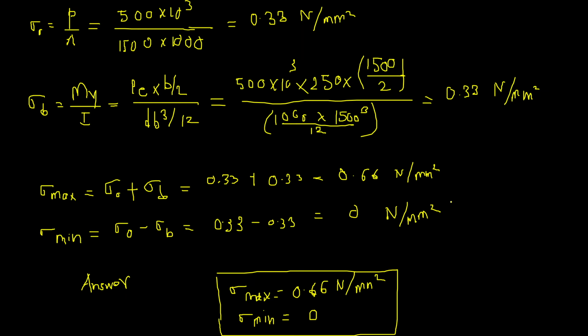Okay, so now we'll start the fourth problem. The fourth problem is somewhat tricky, so pay attention. A column is given, same, but in this case the cross section of the column is a hollow rectangular column. So this is our normal rectangle and this is the hollow rectangular shape.